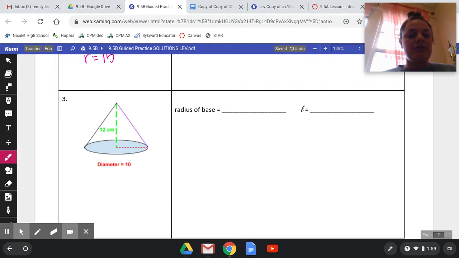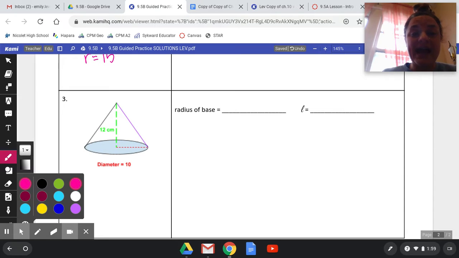Next, radius of the base. Well, I don't have the radius, but I do have the full diameter. So the full diameter is 10. I need to cut that in half to get my radius. So my radius is 5. Nice. So far, so good.